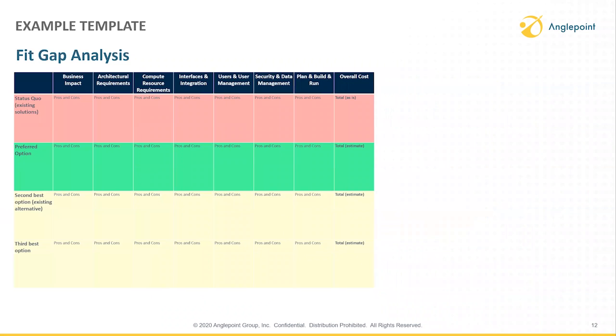So what does a typical fit gap analysis look like? Most often we have an existing solution, maybe for a scenario where you want to replace a certain application with a different one. So you're looking for justification of why you want to have that replacement. And yes, we would then look into your existing solution, check for things like what's the business impact? Does this solution fulfill architectural requirements? If you don't know what the architectural requirements are, we can even help you to define them. What are compute resource requirements, interfaces, integration, user management, security and data management, plan, build, run, and overall cost?